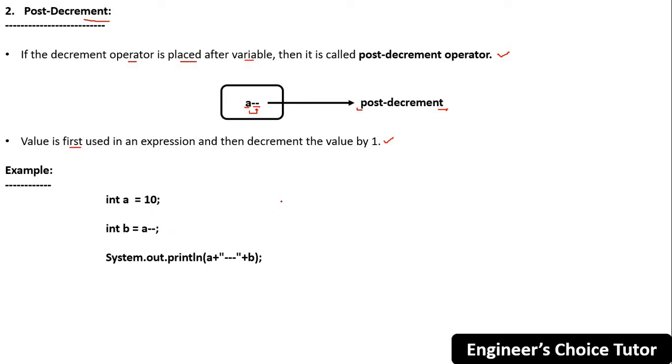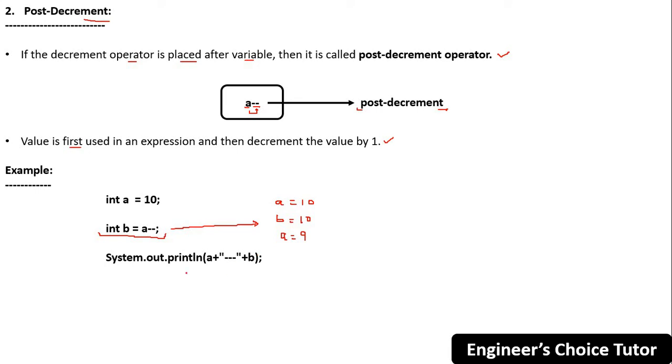For example, int a is equal to 10, int b is equal to a minus minus. So the initial value of a is 10. First the assignment will take place, because int b is equal to a minus minus. So first b becomes 10, because the initial value of a is 10, and then the decrement will take place. So a gets decremented by 1 and a will become 9.